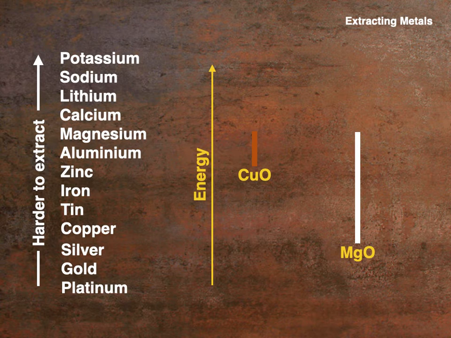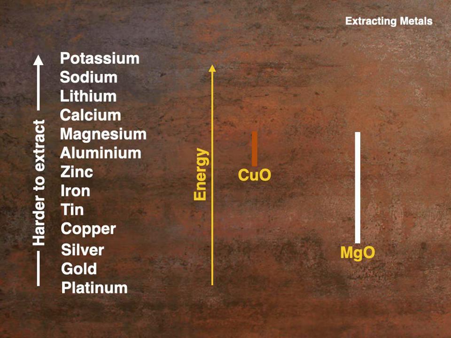In a sense, that's what reactivity means. It's the amount of energy released when metals react with other things. So, when you form copper oxide, you get a little amount of energy released. When you form magnesium oxide, you get much more energy released.